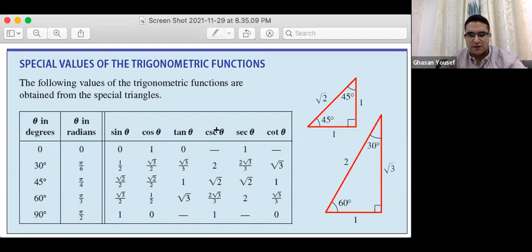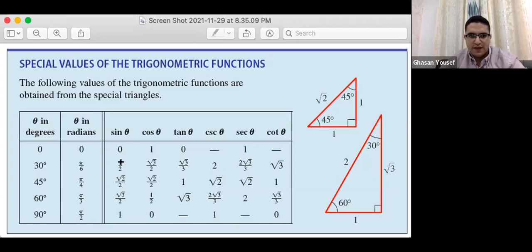Here the cosecant for the angle 0 does not exist. Why? Because the reciprocal of 0 is 1 over 0, and 1 over 0 is undefined. That's why we don't have a cosecant for theta equals 0. The same for cotan. Cotan is 1 over tan, and tan is 0, so it's 1 over 0. It's not defined, that's why we don't have a value here.